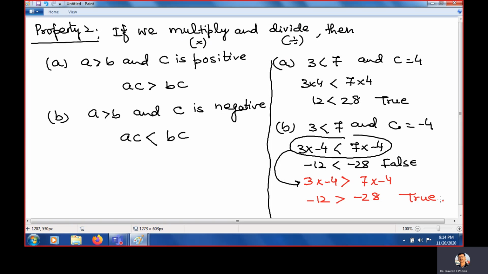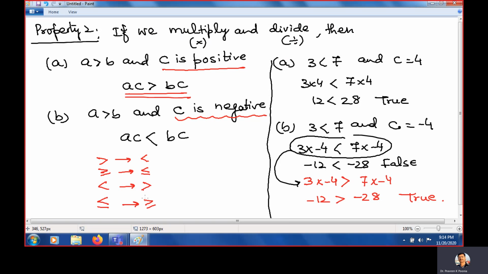Okay, so there are two important properties of inequality. If we are adding or subtracting any number on the left and right side of the inequality, the sign of the inequality does not change. Similarly, if we are multiplying by a positive number, the sign remains the same. But whenever we are multiplying by a negative number, greater than changes into less than. Greater than equal to changes into less than equal to. Less than changes into greater than, and less than equal to changes into greater than equal to.